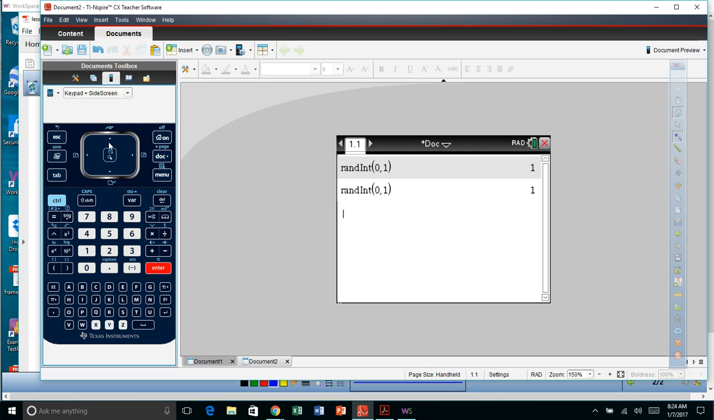That gives us the heads. That gives us the tails. That gives us the heads. And that gives us the tails. So we got 1, 2, 3 heads and 2 tails. And that's for 5, right? Okay.